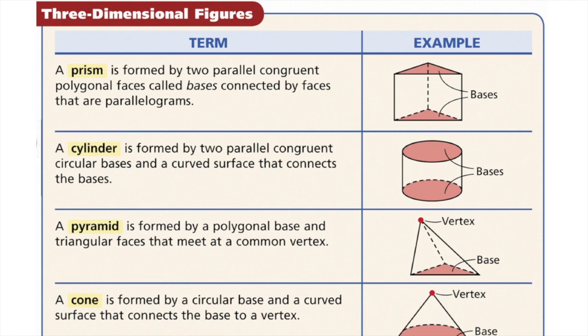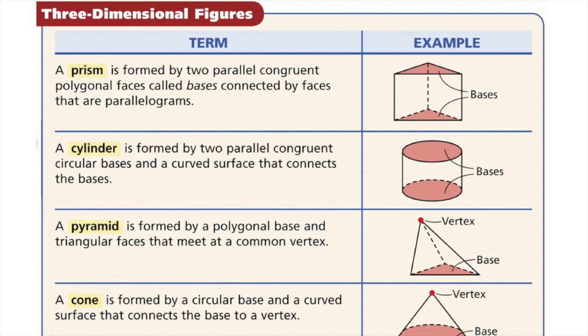And then the last one is a cone. A cone is very similar to a pyramid. It only has 1 base, but its base is a circle, and it has a curved surface that connects the base to a vertex. So again, it has 1 point that it all comes up to. So prisms and cylinders have 2 bases. Pyramids and cones only have 1 base.